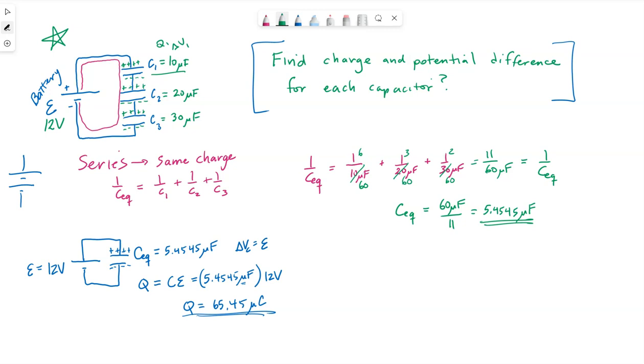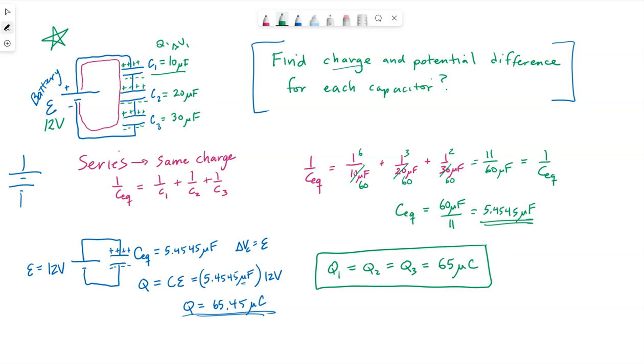So we can essentially say Q1 equals Q2, but it also equals Q3, which is this value of 65 microcoulombs. I'm going to round to 2 sig figs because that's what it gave us to start the problem as far as answering this part of the question. The charge on these 3 capacitors individually will be 65 microcoulombs.